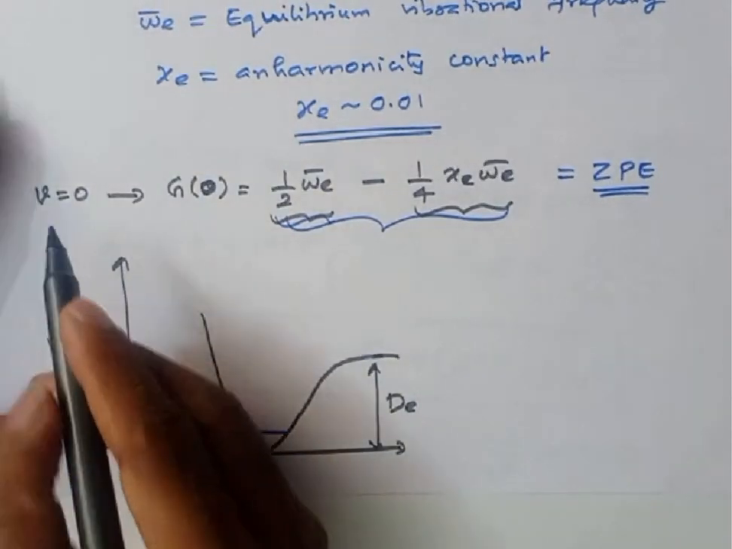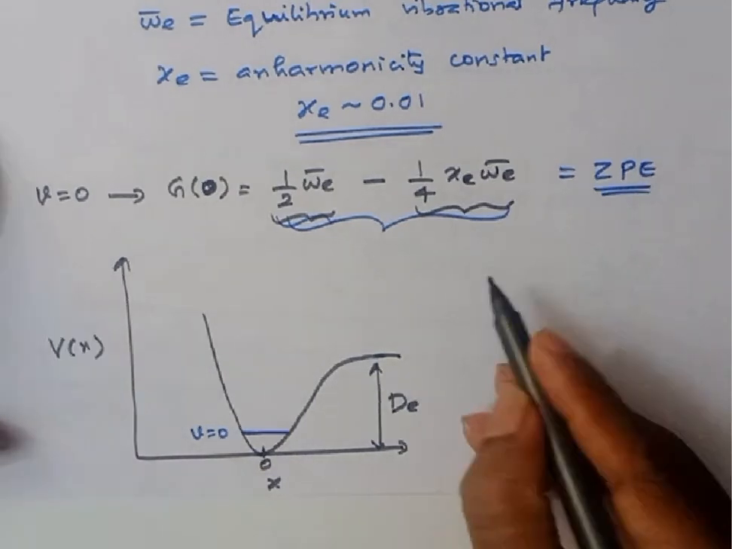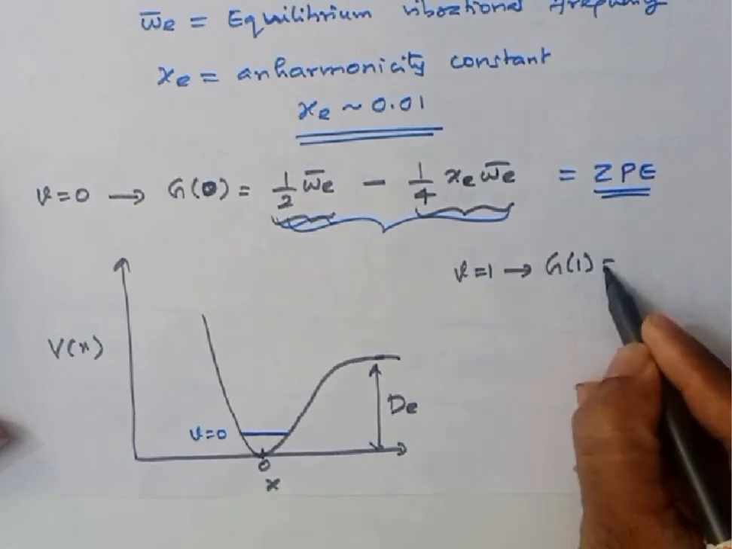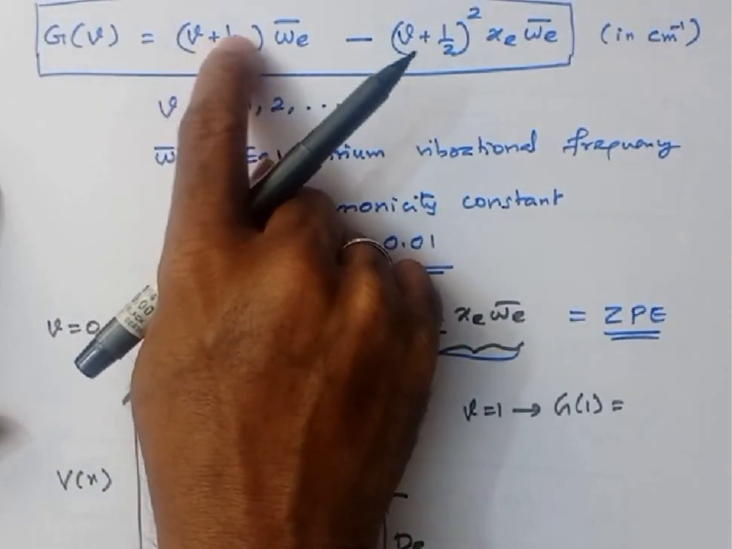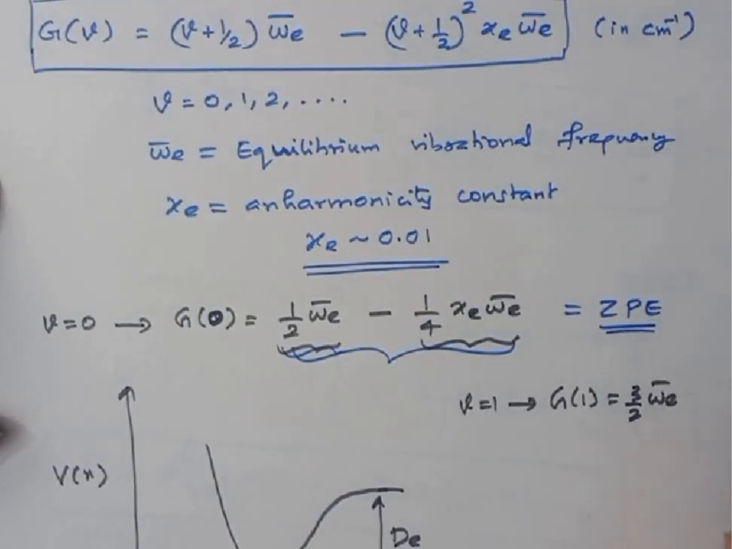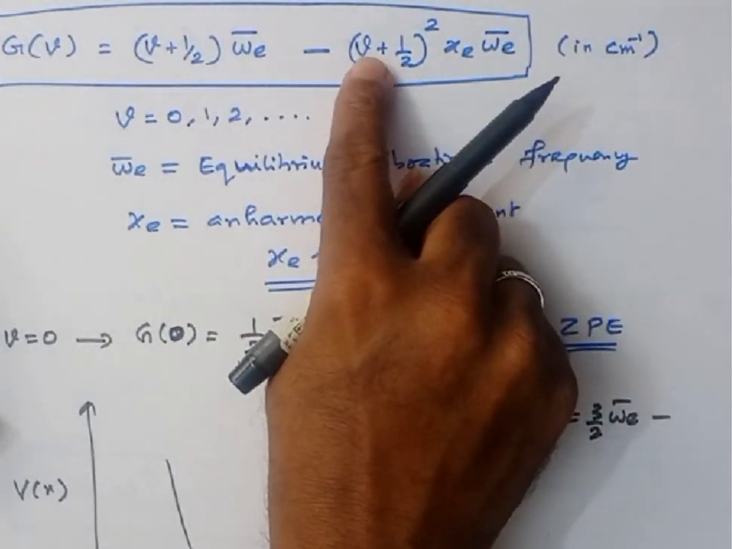Now if I put V equal to 1, what will I get? Let me write here, V equal to 1. Then G1 equals, wherever V is there, you put 1 here. 1 plus 1 by 2 is 3 by 2, so you'll get 3 by 2 omega e bar. Then minus, put 1 here, V equal to 1.